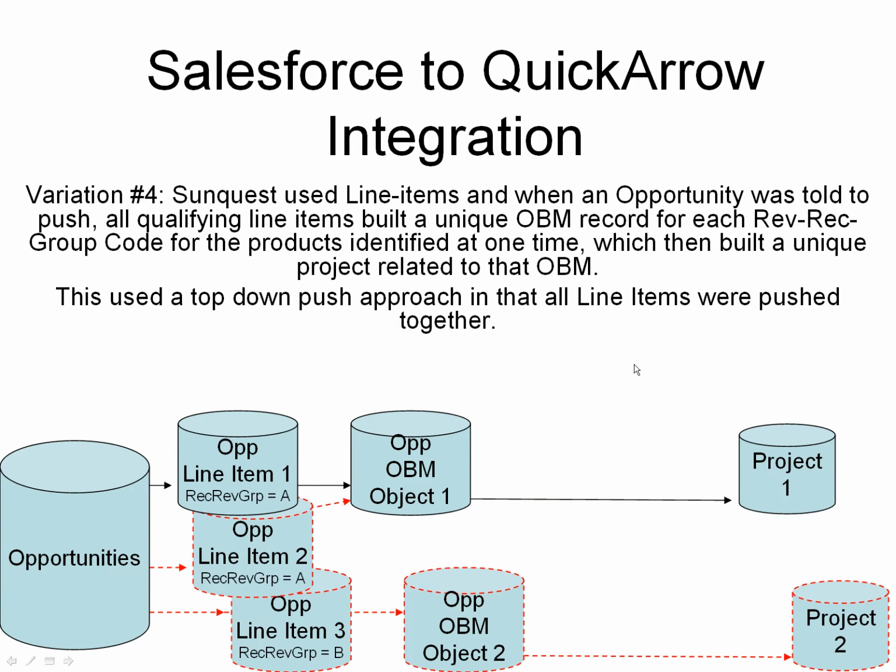And lastly, SunQuest used line items, and when an opportunity was told to push, they pulled all the qualifying line items and grouped them by a RevRec group code based upon the product. So looking at the example below, opportunity line item 1 and 2 have a group code of A, which would build just one project. Opportunity line item 3 has a group code B, it would build a second project.